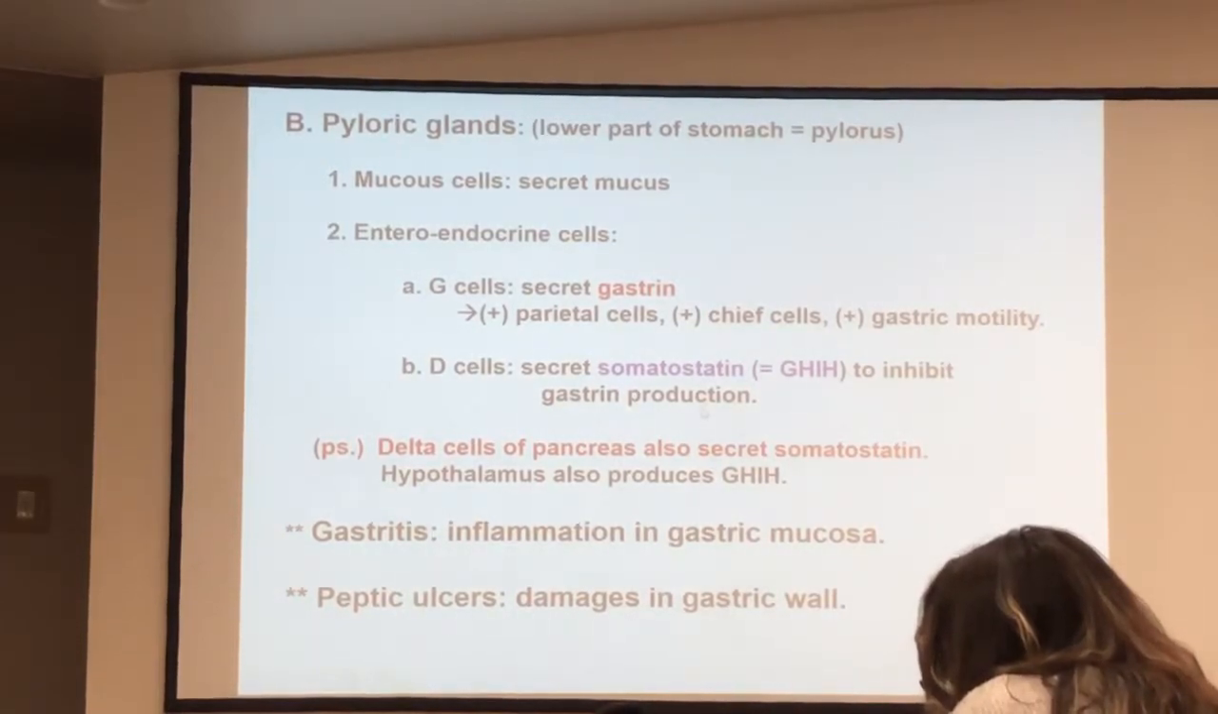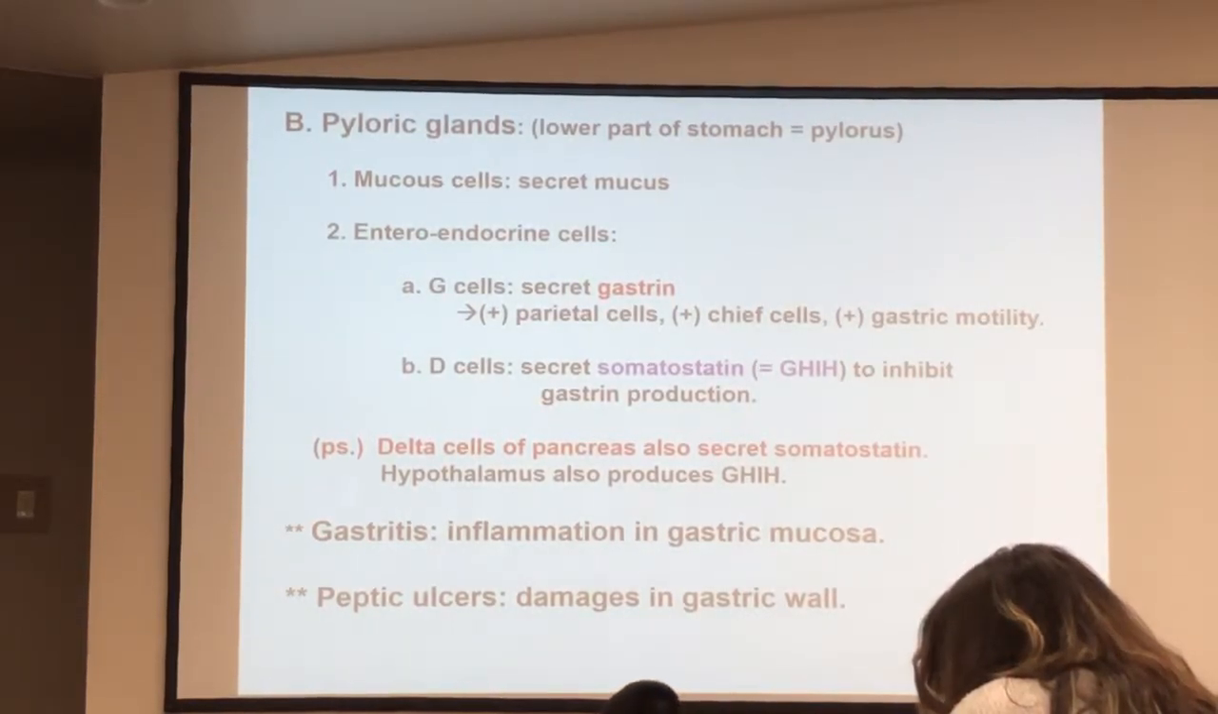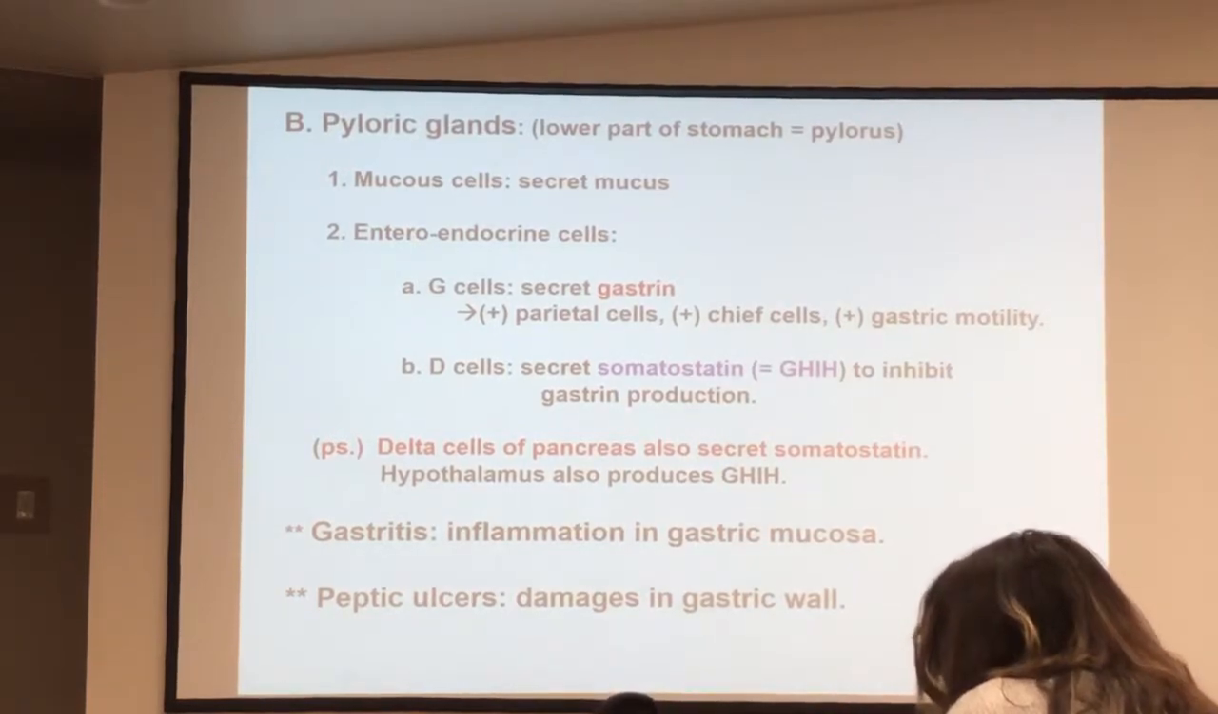So these are the other organs. We have the hypothalamus producing GHIH. We have the pancreas, which can produce somatostatin. This one's the third one: in the stomach, D cells also produce somatostatin. It's very interesting. Okay, so I give you an example: delta cells in the pancreas produce somatostatin. In chapter 18, I mentioned this.